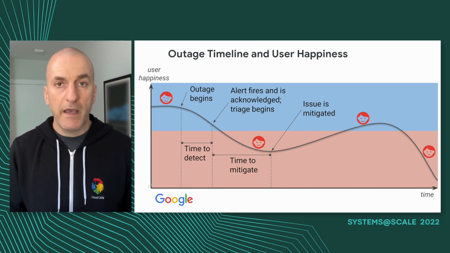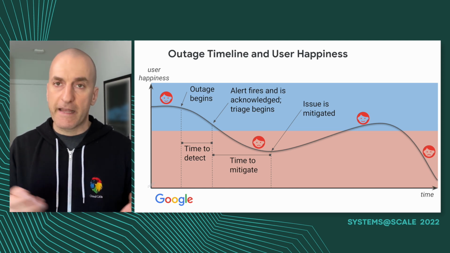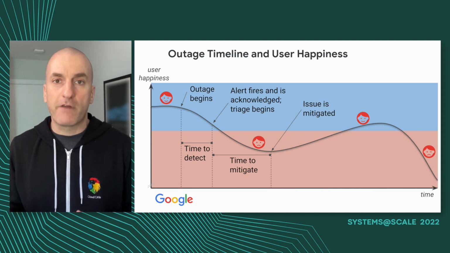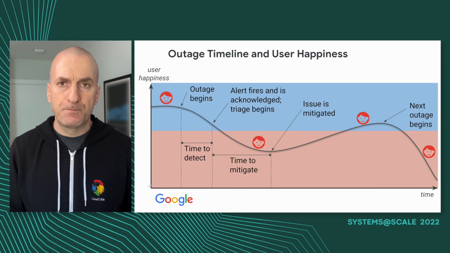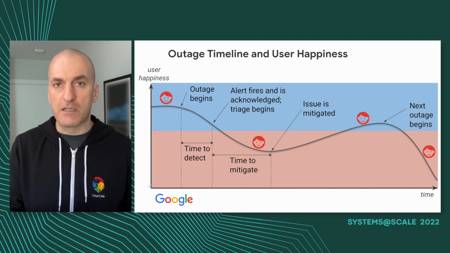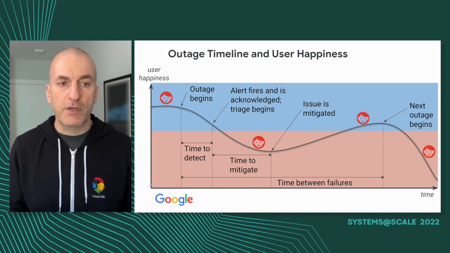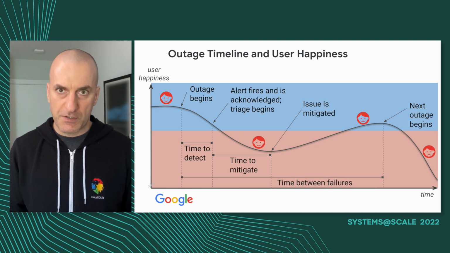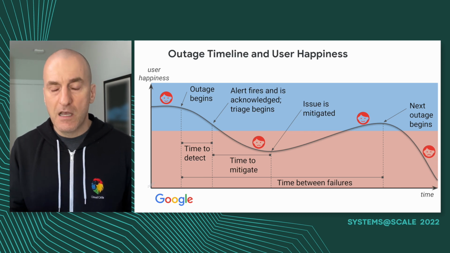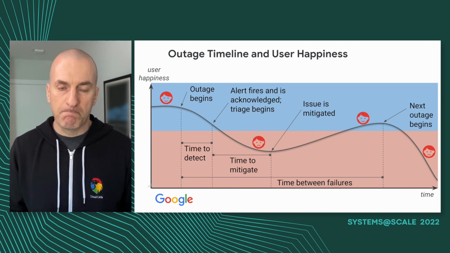And now our service is recovering, our users are getting happier again, everything is good. But at some point we have another outage, right? Another outage begins. And this time, from our last outage starting until this next one starting is what we call the time between outages, right? So these are the three phases of an outage or an incident that we're going to talk about today.